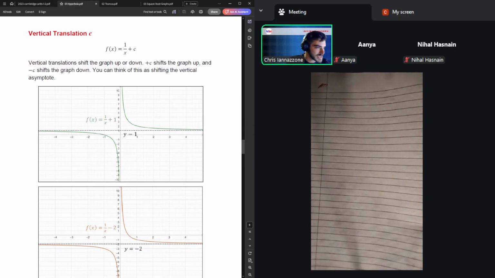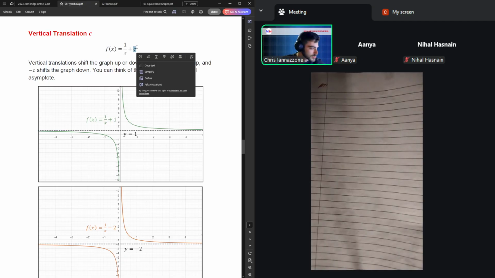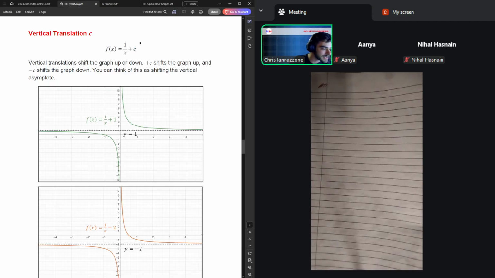Vertical translations, again, any plus at the front or back, technically just any plus at all involved in the function that's on the outside of it is a vertical translation. Plus goes up, minus goes down. That's pretty much it. As for how you draw it, once again, we have an asymptote, but this time it is the horizontal asymptote. It used to have a horizontal asymptote at y equals 0. Now it's being shifted up by 1, or in this case here, down by 2.